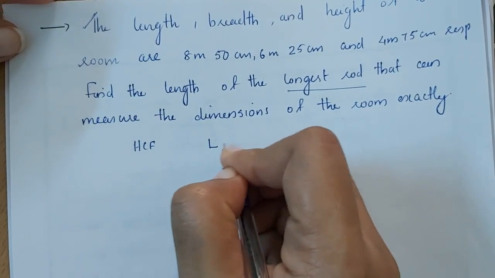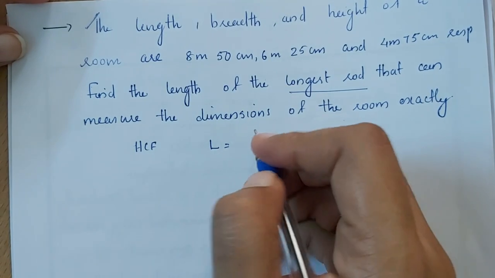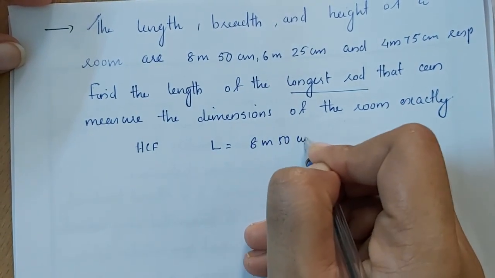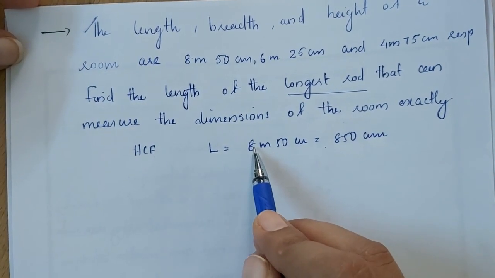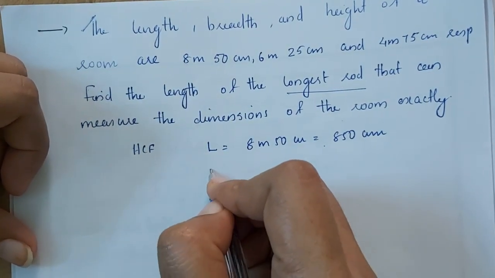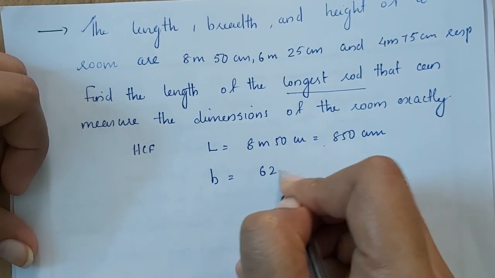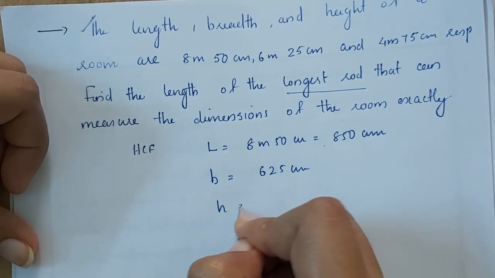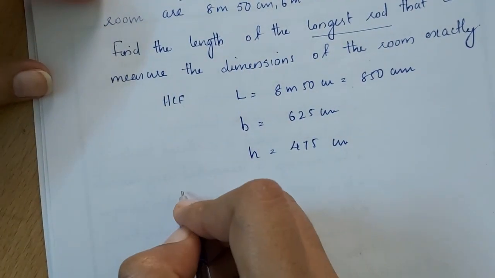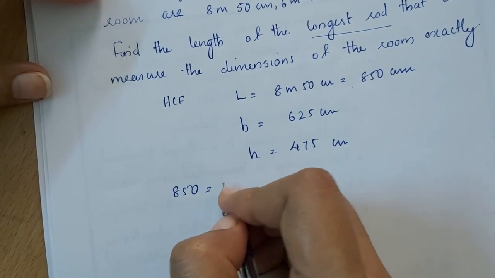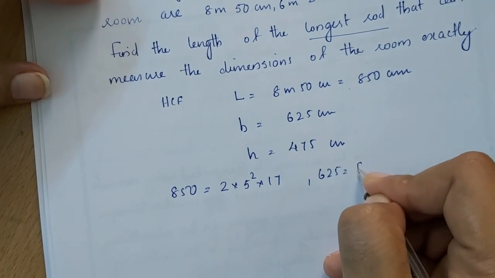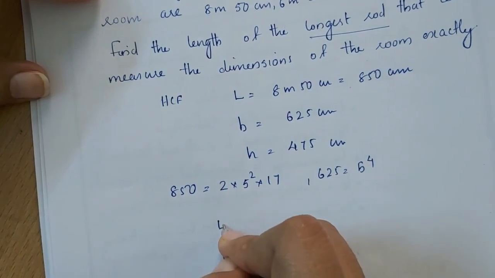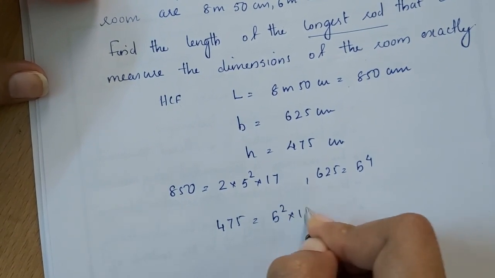Okay, we can represent length as 8 meter 50 centimeter, which is equal to 850 centimeter. 1 meter is equal to 100 centimeter, so 800 plus 50, 850. Similarly, breadth is equal to 625 centimeter and height is equal to 475 centimeter. Okay, we can represent 850 is equal to 2 into 5 square into 17, and 625 is equal to 5 raised to 4, and 475 is equal to 5 square into 19.